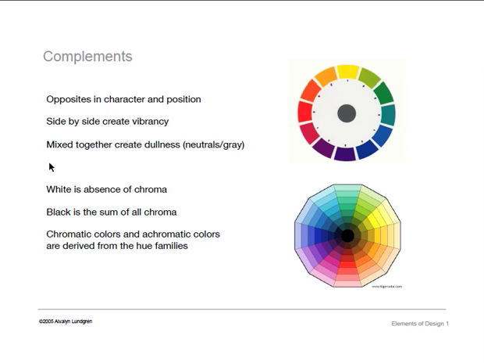In the subtractive system, white is the absence of chroma, or the sense of color, and black is the sum or the total mixture of all chroma. A color is chromatic if it has a sense of having color. There are achromatic colors, which would be black, white, and gray. Chromatic colors are identified with particular hue families for the most part.